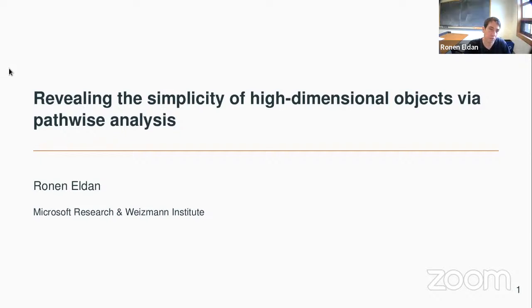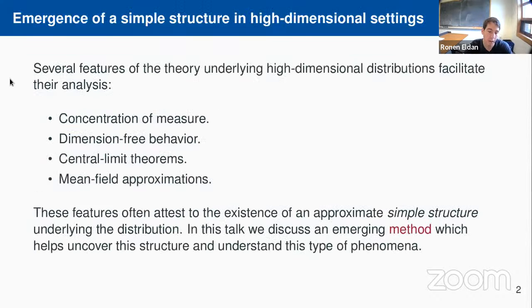Okay, thank you so much for the introduction and the invitation to speak at the ICM. It's a great honor. So at the center of this talk are distributions that live in a high-dimensional setting, mainly R^n, where we think of n as being a big number, or in a discrete setting like the Boolean hypercube.